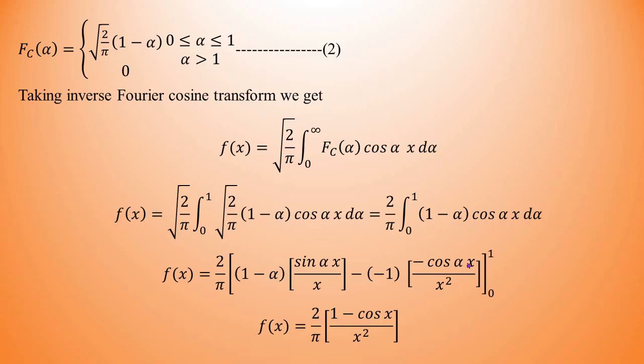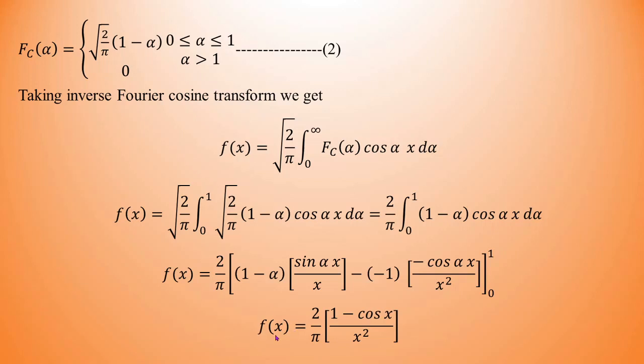Put x is equal to 1, put alpha is equal to 1. Remember, the variable of integration is alpha, okay? So I'll have to put 1 in place of alpha. So it is cos x minus cos x upon x square. And for the lower limit, cos 0 is 1. So after simplification, we get f of x as 2 by pi times 1 minus cos x by x square. So this is the solution of that integral equation.